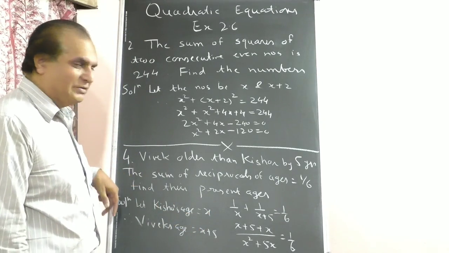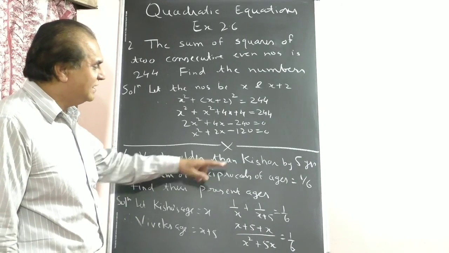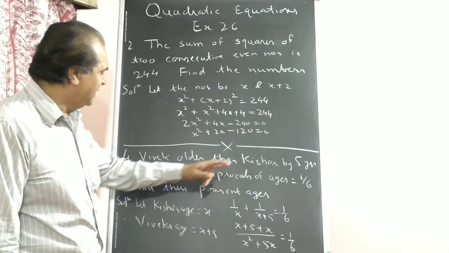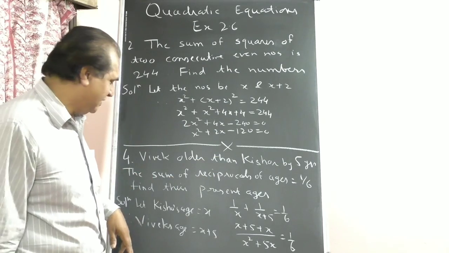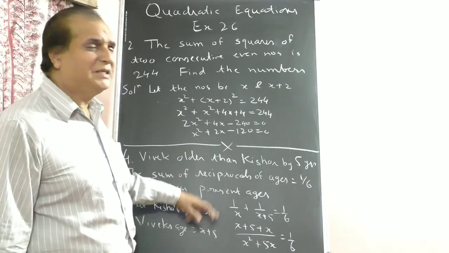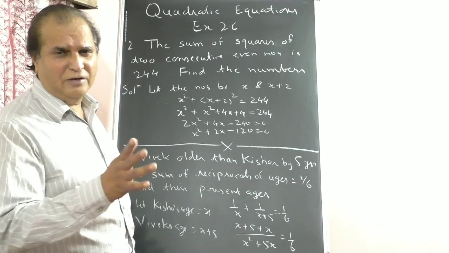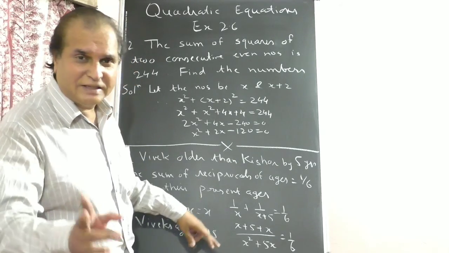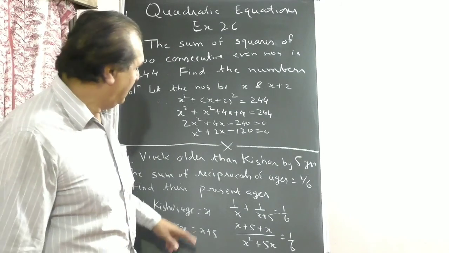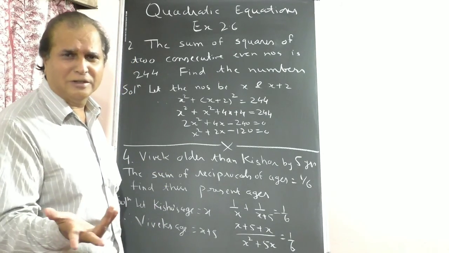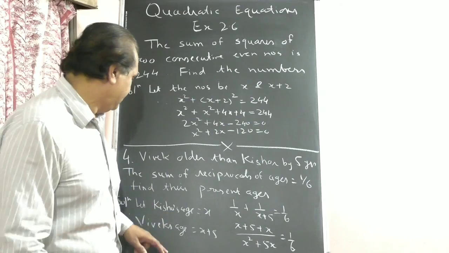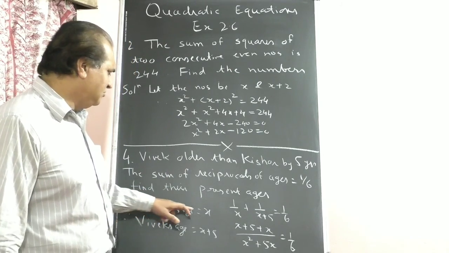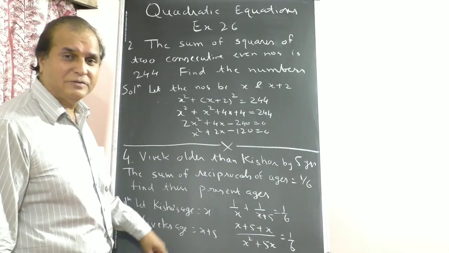Number 4. Vivek is older than Kishore by 5 years. Understanding? If Kishore is x, Vivek is x plus 5. Sum of reciprocals. The reciprocal of 5 is 1 upon 5, the reciprocal of 10 is 1 upon 10. So the reciprocal of x is 1 upon x, and the reciprocal of x plus 5 is 1 upon x plus 5. And we take their sum. Once we get x, Kishore's age is x and Vivek's is x plus 5.